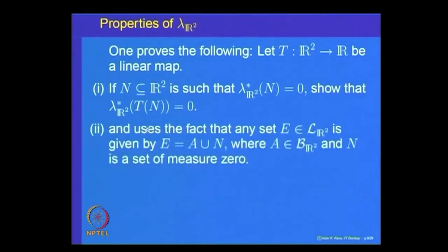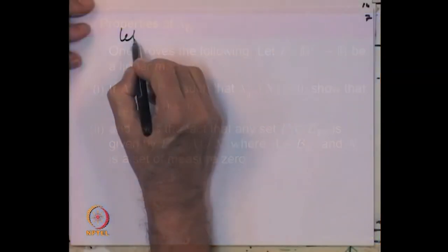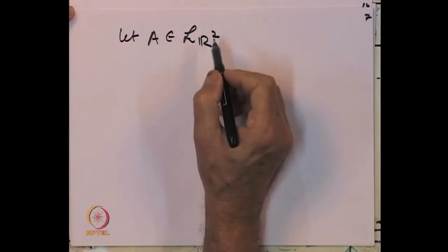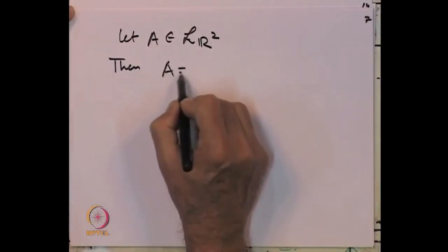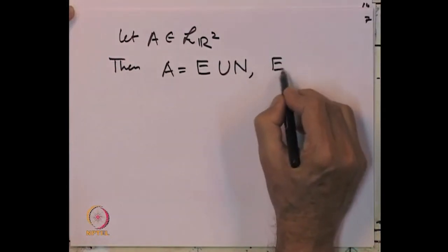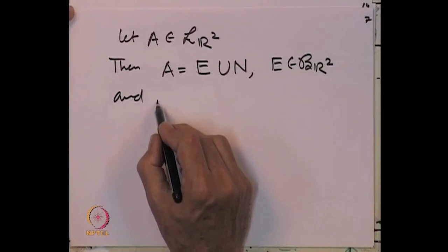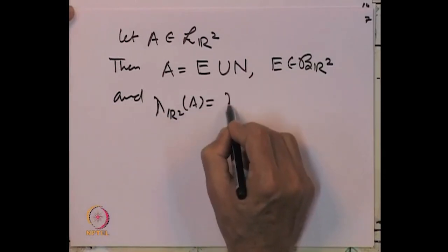And the second fact, between Lebesgue measurable sets and Borel measurable sets, is the following. Every Lebesgue measurable set E can be represented as a union of two sets, a Borel set A and a null set N, and the Lebesgue measure of E is the same as the Lebesgue measure of the set A, N being a set of measure 0. So, that is the second fact one has. So, let A be a Lebesgue measurable set in R 2. Then the set A can be written as E union N, where E is a Borel set in R 2 and the Lebesgue measure lambda R 2 of A is the same as lambda R 2 of E.